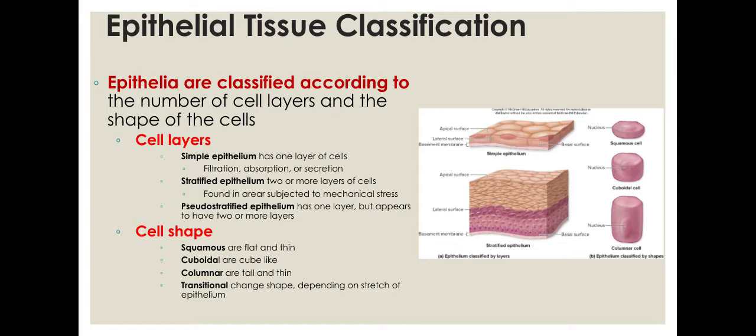Then we also have to look at the shape of the cell. A squamous cell would be a very thin, flat, almost square-like cell. Cuboidal is a cube. Columnar is tall and thin. And then transitional changes shape depending on the stretch and where that is located on the body. To classify these tissues, we put the number of layers and the shape together and make a two-part naming here. So you could have simple squamous or stratified squamous or pseudostratified squamous and so on and so on. We're going to take a look at some of these, and you also will in your lab class, of course, but we want to dive in here as well.